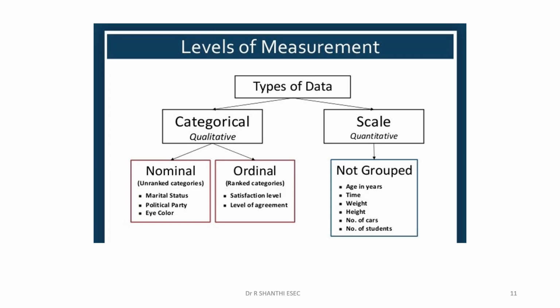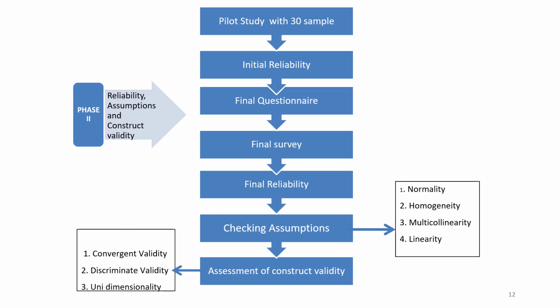So nominal and ordinal. Generally, when we do any analysis with SPSS, there will be only 3 levels: nominal, ordinal, and scale. Ratio will not be there. So nominal and ordinal will be used for qualitative analysis. When we want to do any quantitative analysis, that time we will go for this scale level of measurement.